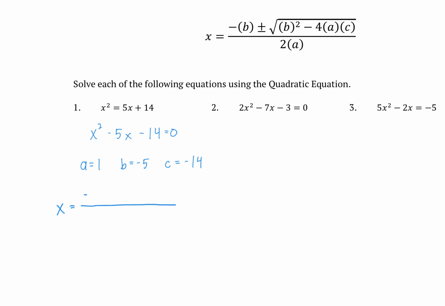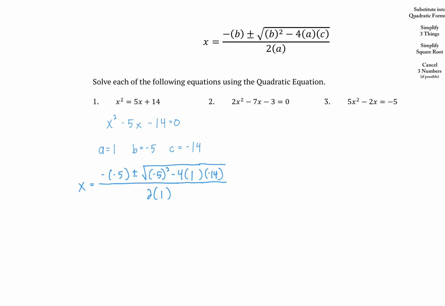Okay, so in the formula, it says negative B. So that's negative, B is negative 5, plus minus, square root. Okay, B again is negative 5, so that's squared. The formula just says B squared, minus 4 times A times C. Okay, A is 1 and C is negative 14. All over 2 times A, which is 1.